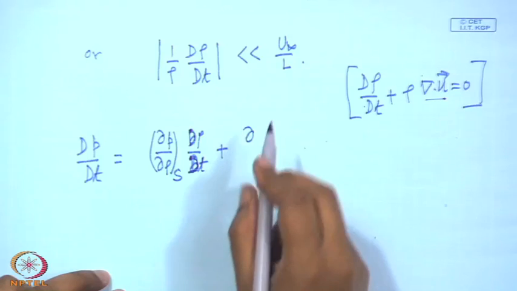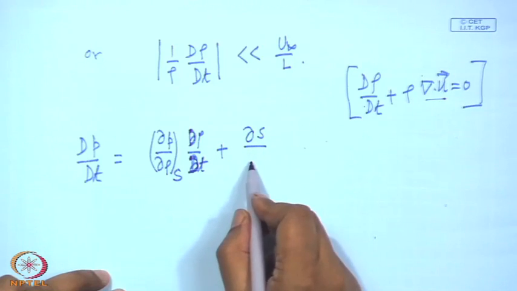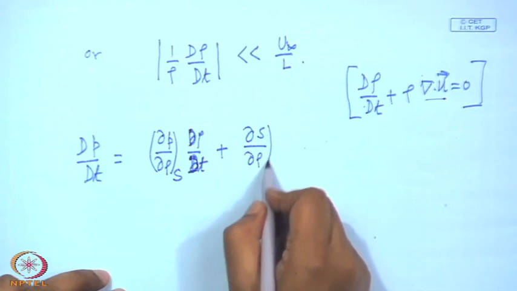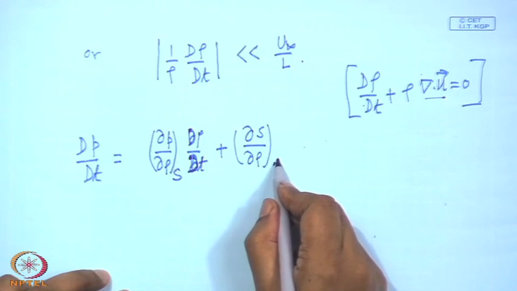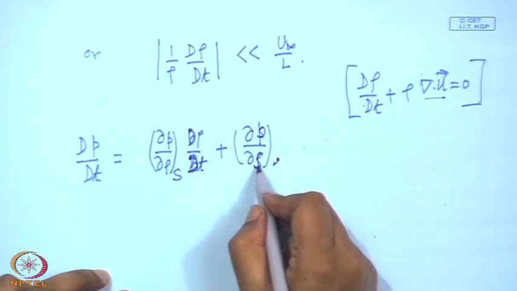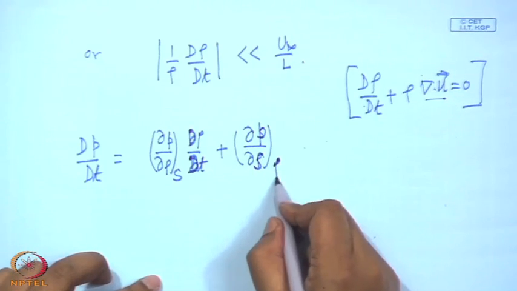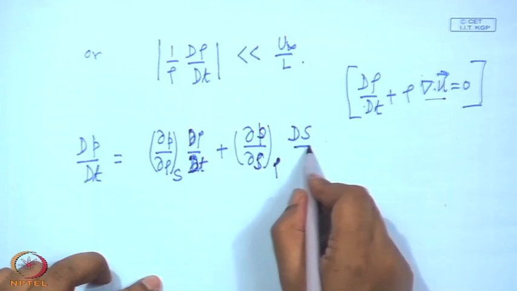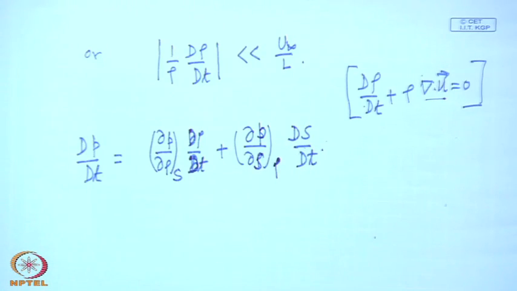This dp d rho at constant entropy is called the acoustic speed in that fluid, the speed of sound in the fluid which you are considering, and is usually denoted by C. If it is air, then it is the speed of sound in air. If it is water, then it is the speed of sound in water.